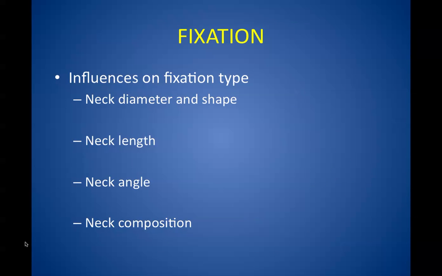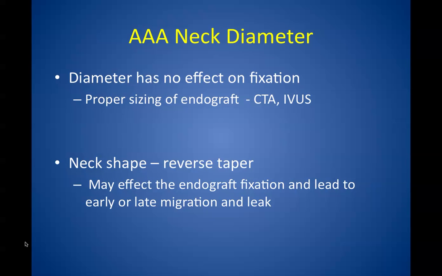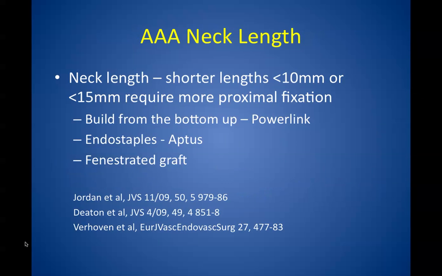Well, what influences the type you're going to use? Neck diameter and shape, neck length, neck angle, and neck composition. Neck diameter really has no real indication as long as you size the graft well. CTA or IVUS should be able to do this. If you have a reverse taper, it may affect the endograft fixation and lead to earlier late migration. This does affect how you'll choose a graft.